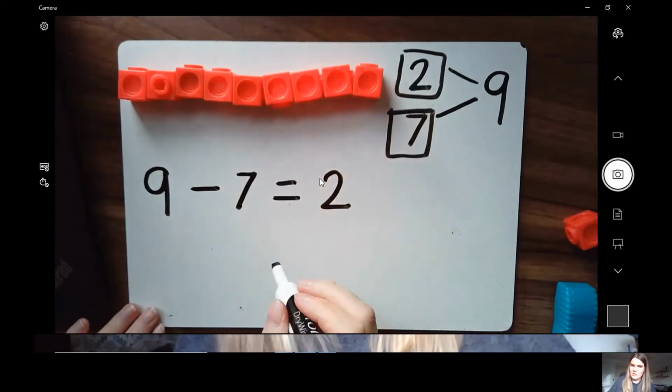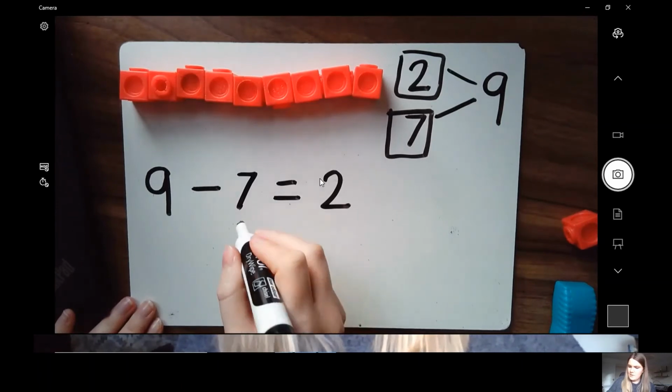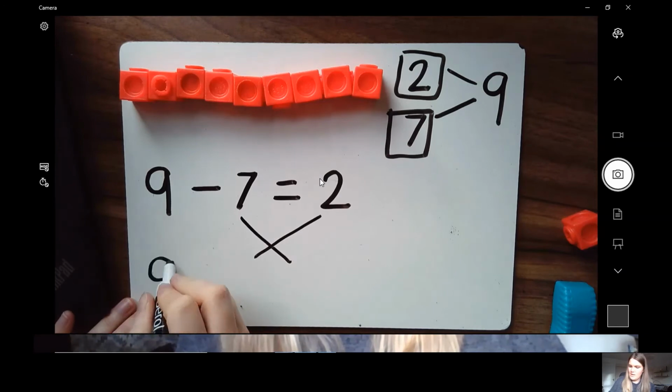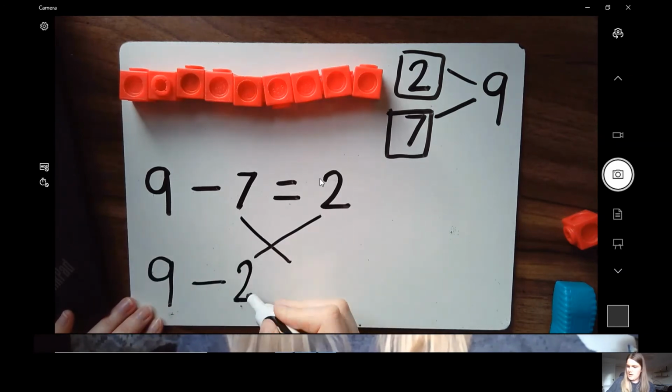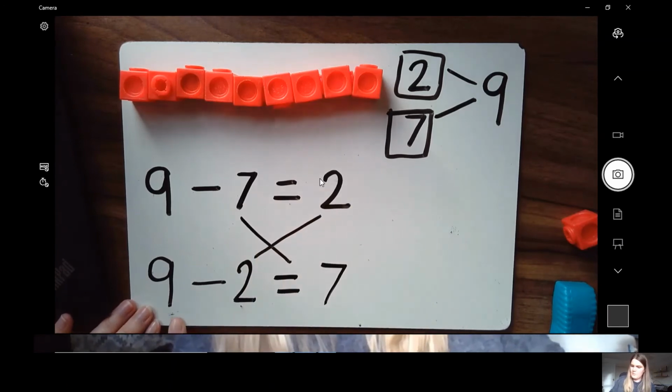So now I can switch my numbers. Which 2 numbers am I switching? The 7 and the 2. Well done, because I don't touch the 9. So I'm leaving my 9 in. We're subtracting. So this time the 2 is going to move here and the 7 should move here. 9 minus 2 should make 7.